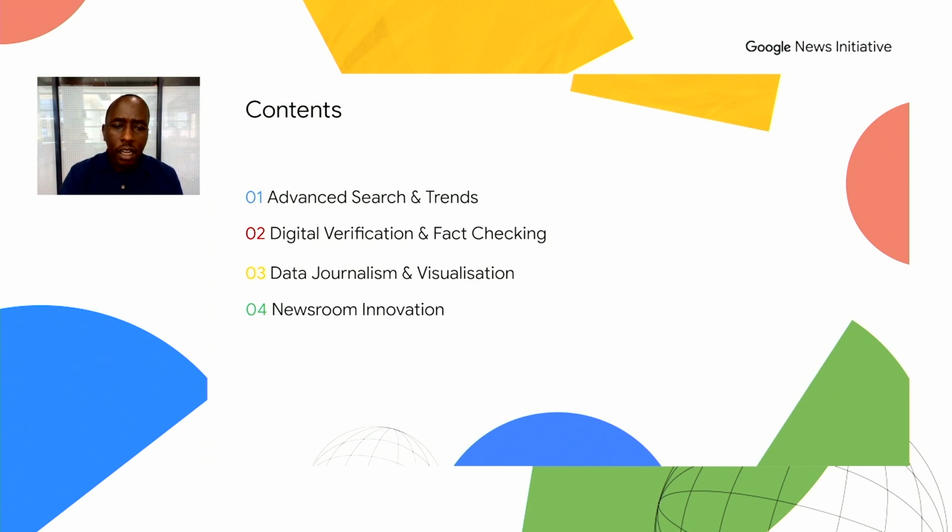The track on data journalism and visualization allows journalists to find and tell stories using data and to create interactive visuals. We also introduce journalists to a suite of environmental journalism tools and how Google Maps can be used in the newsroom to paint a visual picture as part of storytelling.